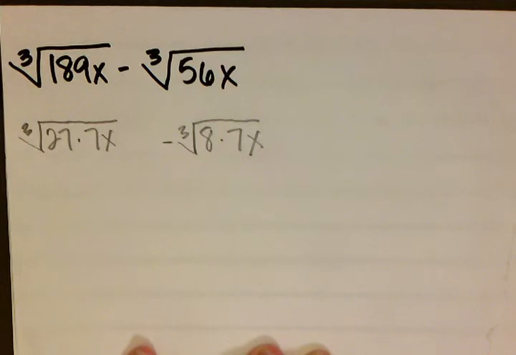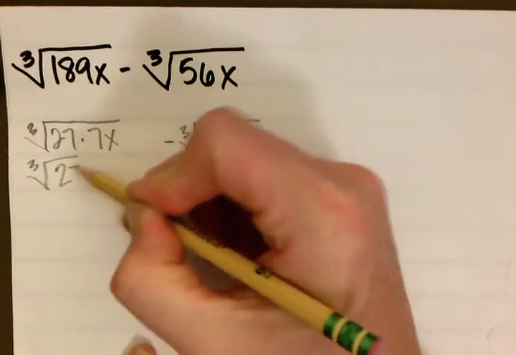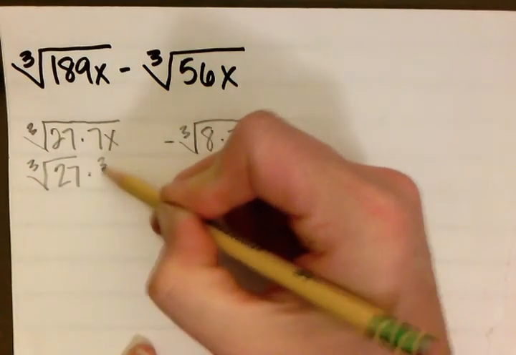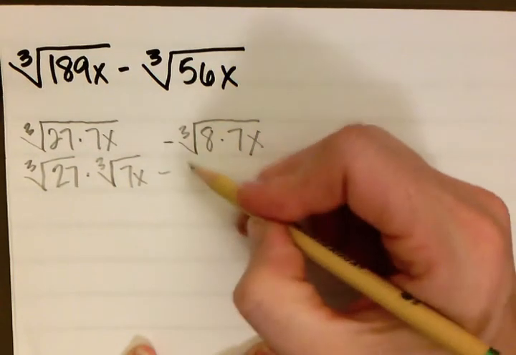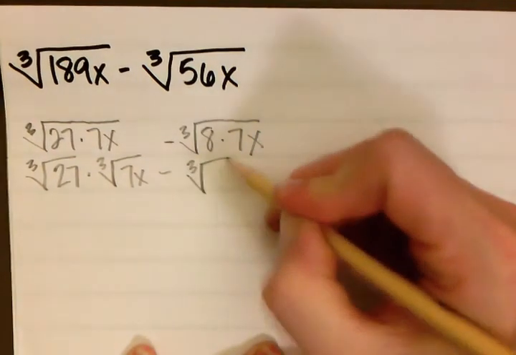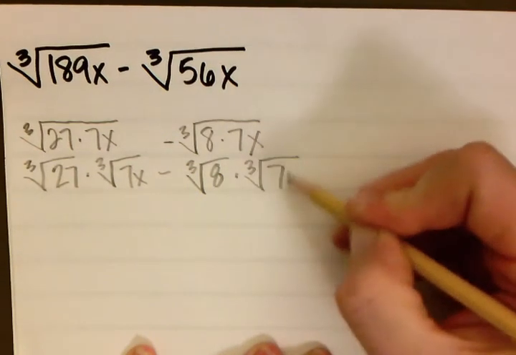We are looking for common terms here, so that's another thing you might want to think about as you're doing these. It's easier to subtract when you have a common term. So we can break this down just a little bit. We have the cube root of 27 times the cube root of 7x. From that we're going to subtract the cube root of 8 times the cube root of 7x.